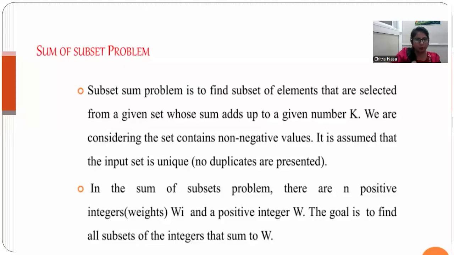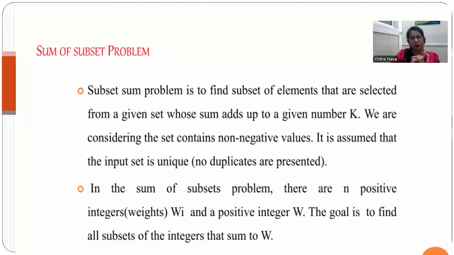Now, the sum of subset problem is a problem in which a set of elements is given to you, and from that set of elements, an integer number k is given. The values of those elements should add up to the given number k. We are considering that there are no negative values, right? And it is also assumed that the input set is unique. It means no duplicates are present here, right?